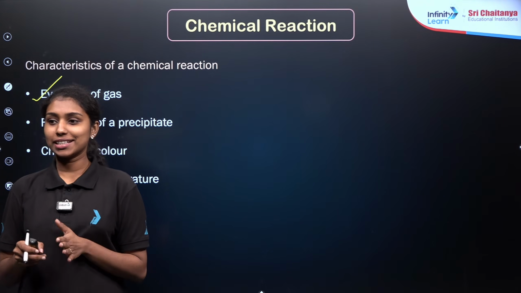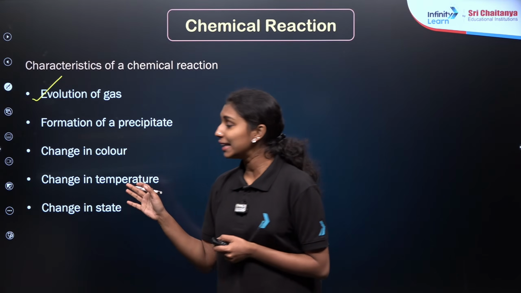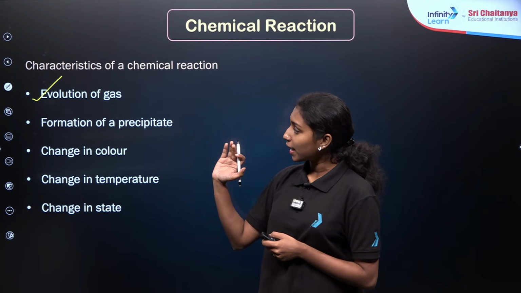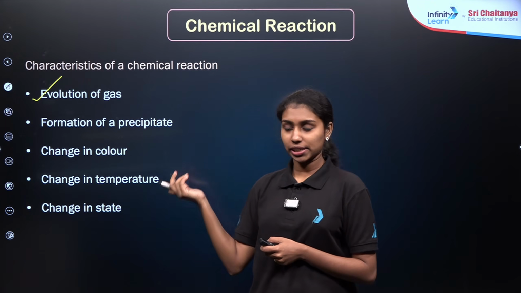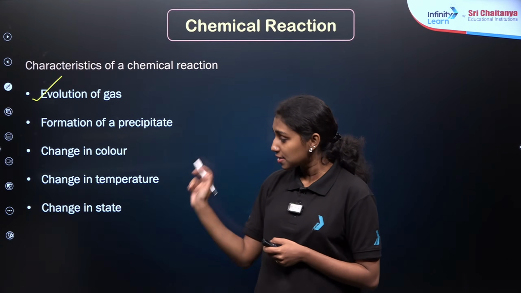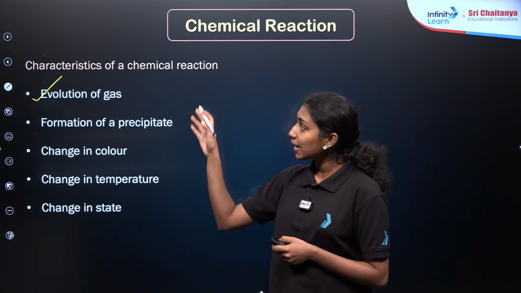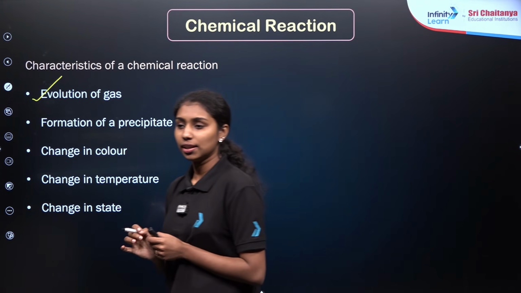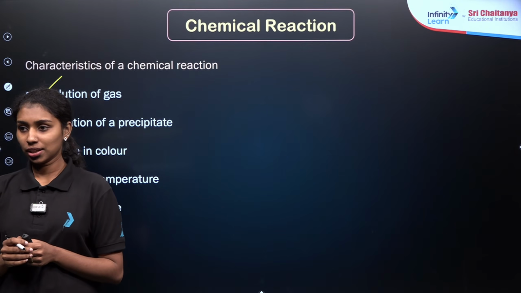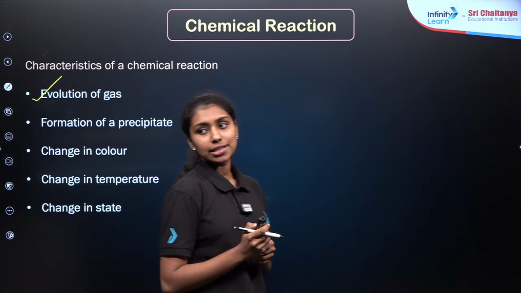Yes, gas, precipitate, color, temperature and state, which is already given here, right? Evolution of gas is a type of chemical reaction. Formation of precipitate, precipitation reaction, right? Then change in color, change in temperature, change in state. These we can explain in terms of a chemical reaction, right? SO2 and SO3. Yes, that's also an example, right?